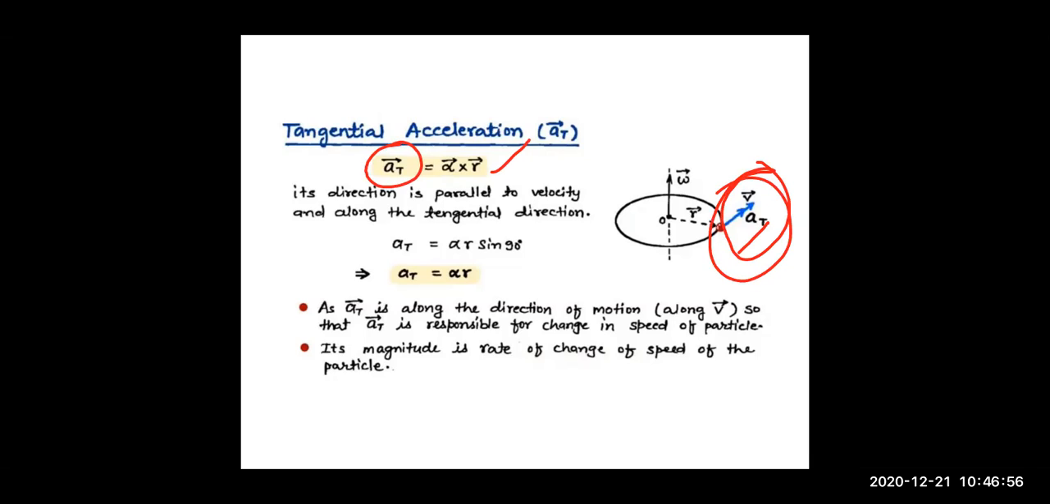So children, here the angle between alpha and r will be 90 degrees. So sine 90 is 1, and so the magnitude of tangential acceleration will be alpha r. Okay, and its direction is along v, along the tangent, and this AT is responsible for the change in speed of the particle. That is, AT gives us the magnitude of rate of change of speed of the particle.